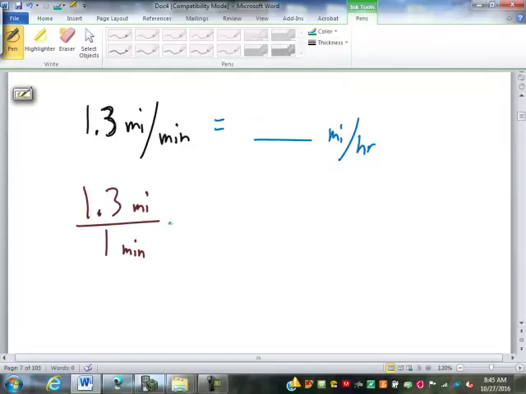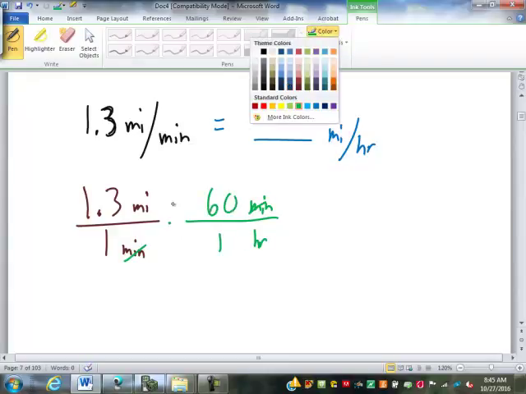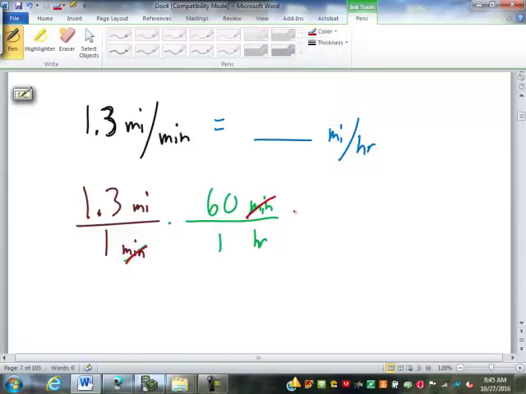And again, we don't have to change the miles, we're just changing the minutes. So we're going to put it on top so they cancel. Make this hours. 1 hour is 60 minutes. So the minutes are gone. This is now miles on top and hours on bottom. The 1.3 is going to be multiplied or divided by the 60. Multiplied. The 78 miles per hour.